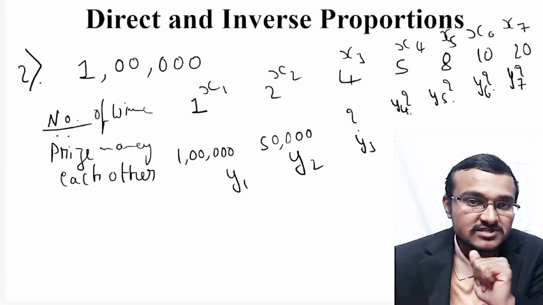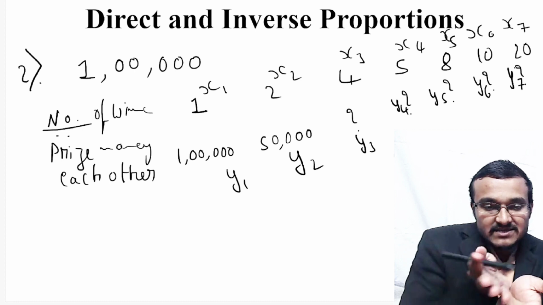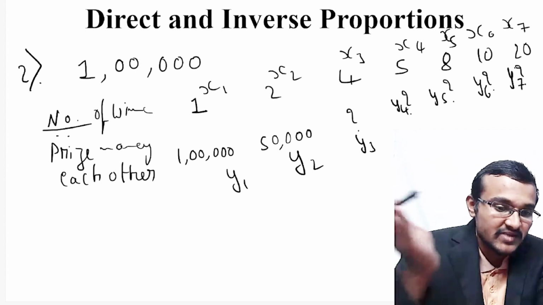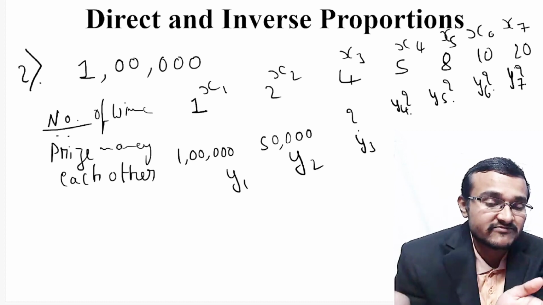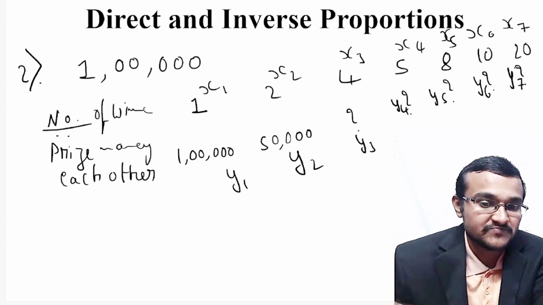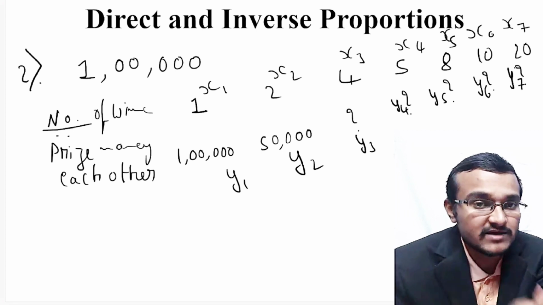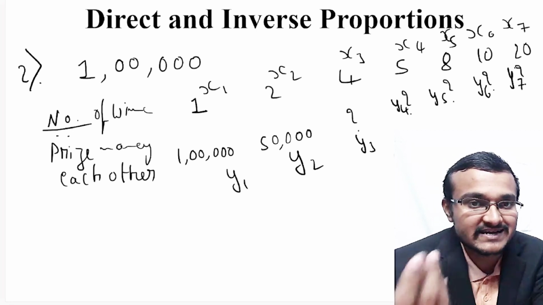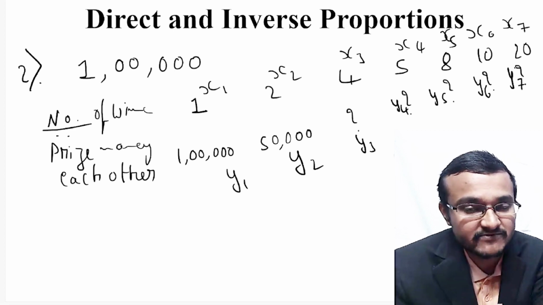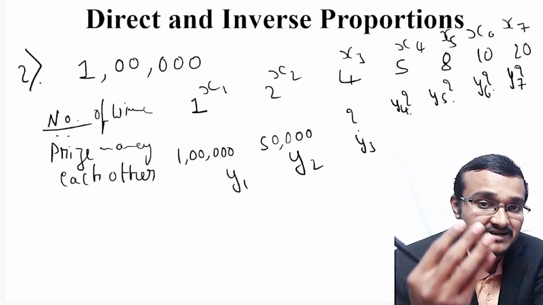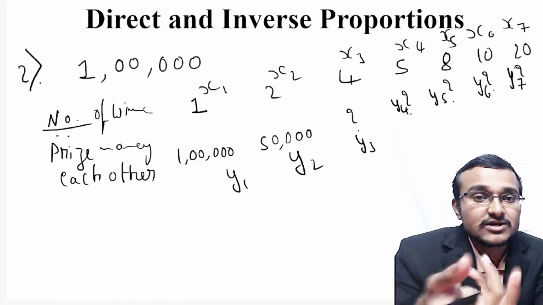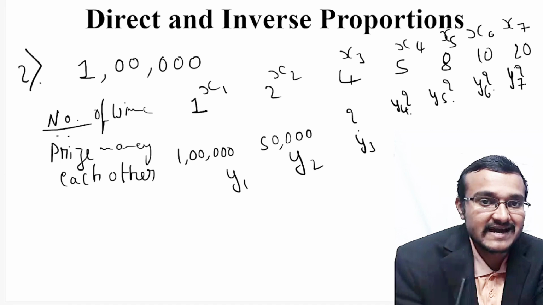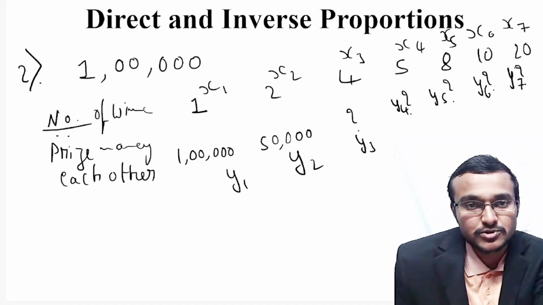They are actually inversely proportional to each other, because as the number of winners, or the number of players, goes on increasing, the prize money distributed between them will go on reducing. So here you can see when one person was there, he used to get 1 lakh. When two persons are there, then each of the players is getting 50,000. If 4 people are there, then each person is getting, you should calculate that, that is the y3 value. So clearly you can notice that these two physical quantities are inversely proportional to each other.